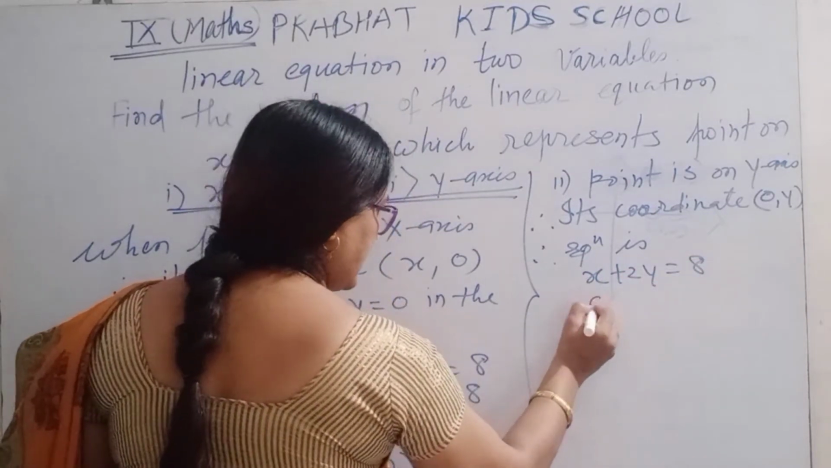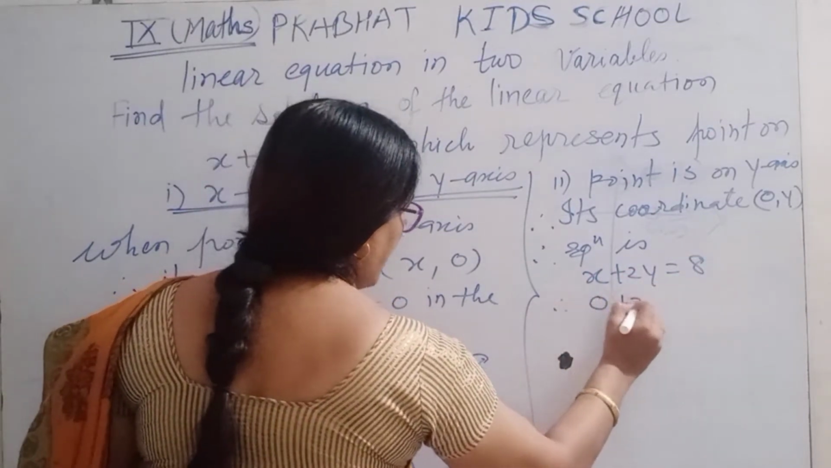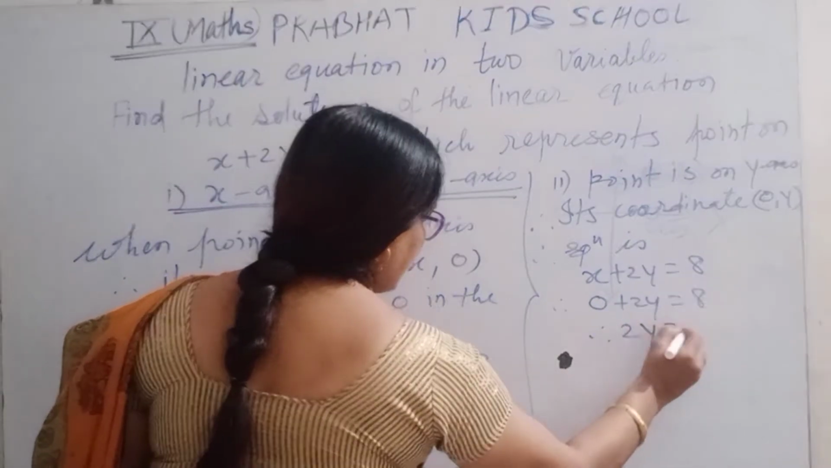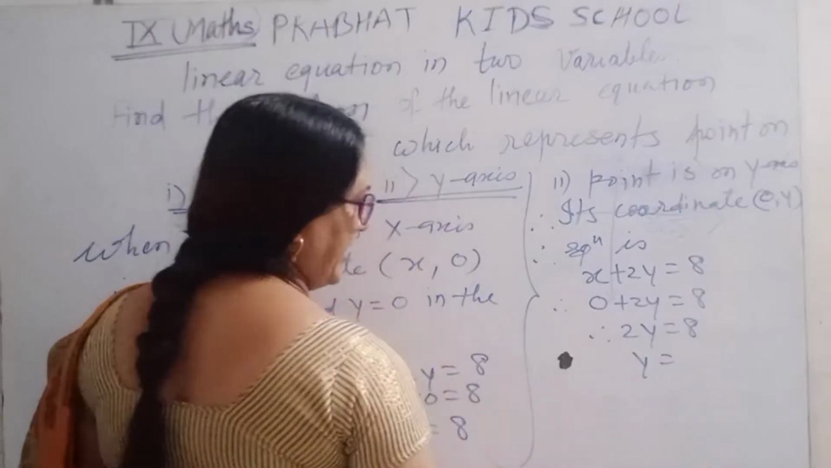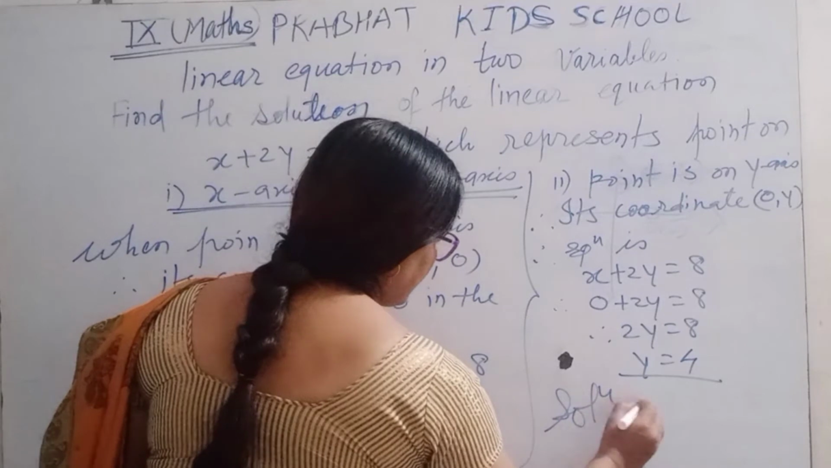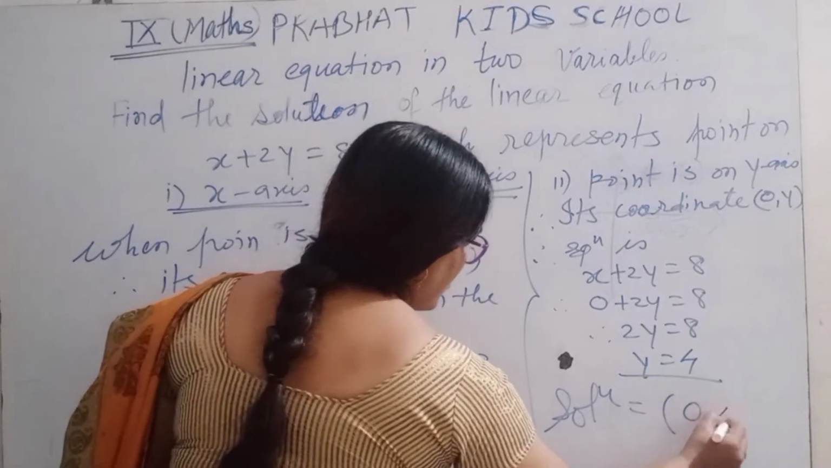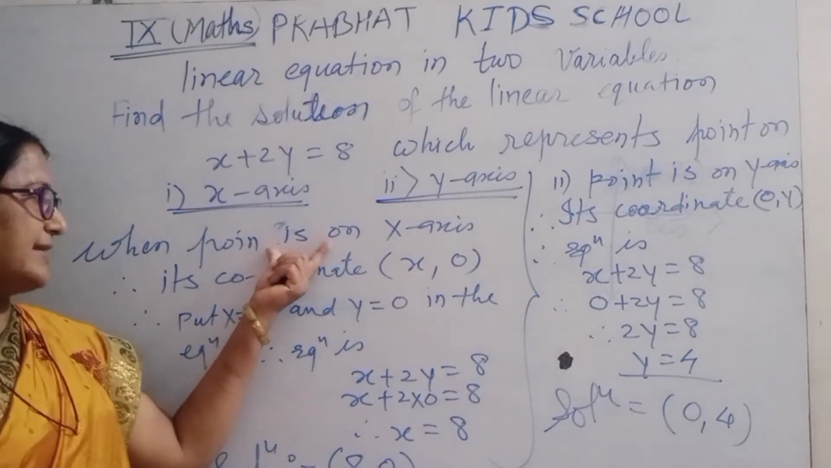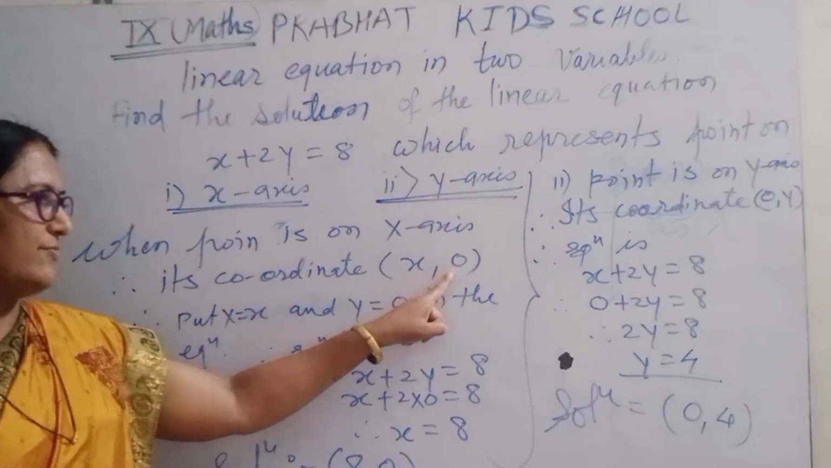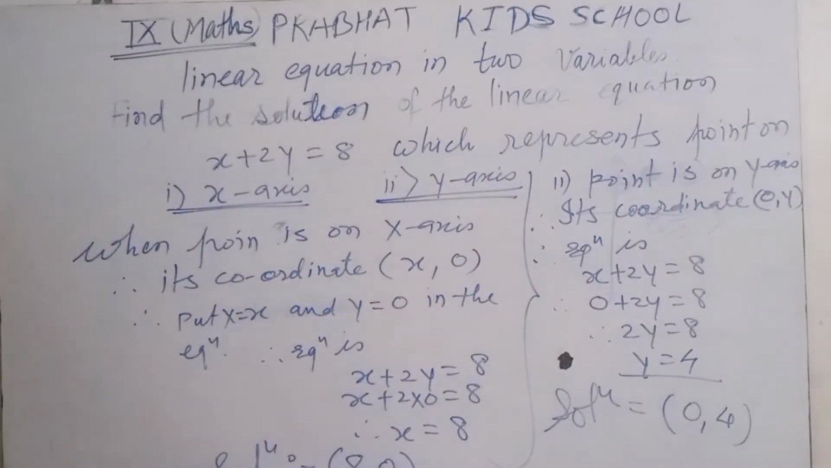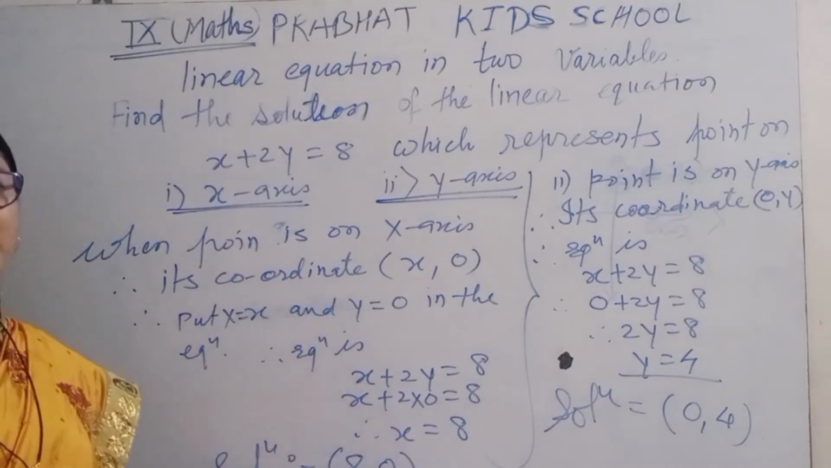Now the x coordinate is 0, so 0 plus 2y is equal to 8. Therefore 2y is equal to 8, y is equal to 8 divided by 2, which is 4. The solution is (0, 4). Clear? When a point is on the x-axis, its y coordinate is 0, and when a point is on the y-axis, its x coordinate is 0. By putting in the values, you will get the solution.